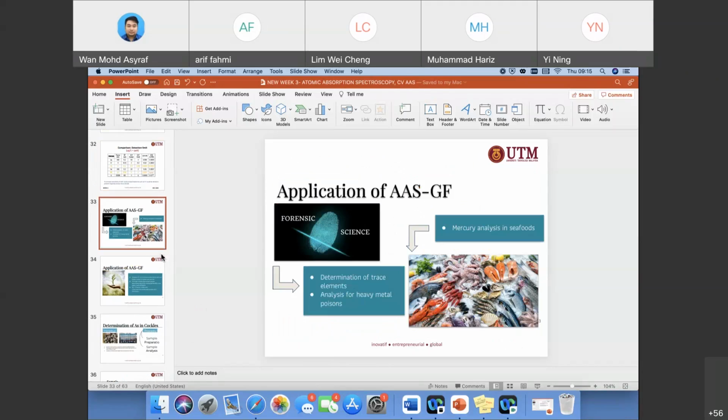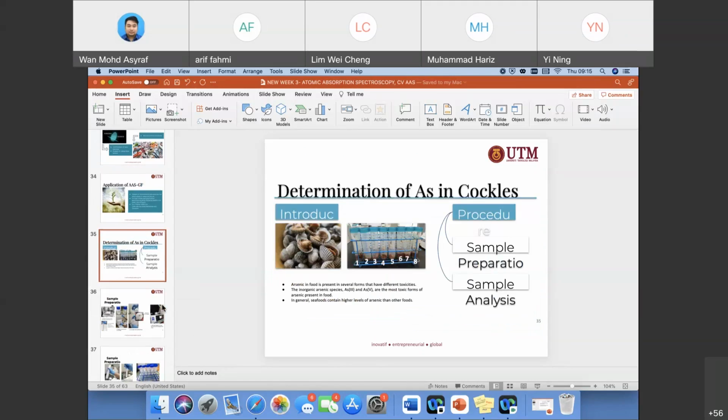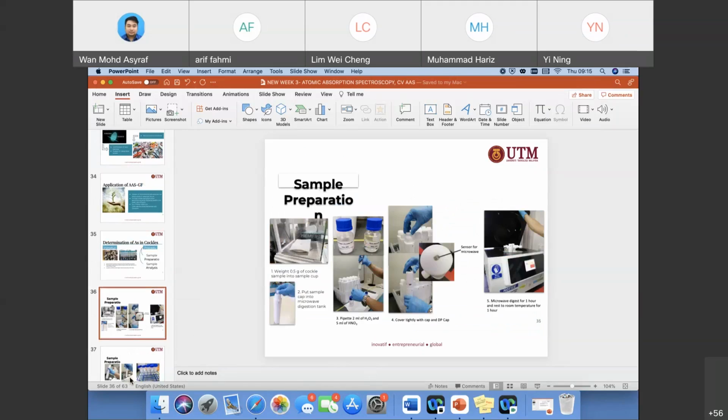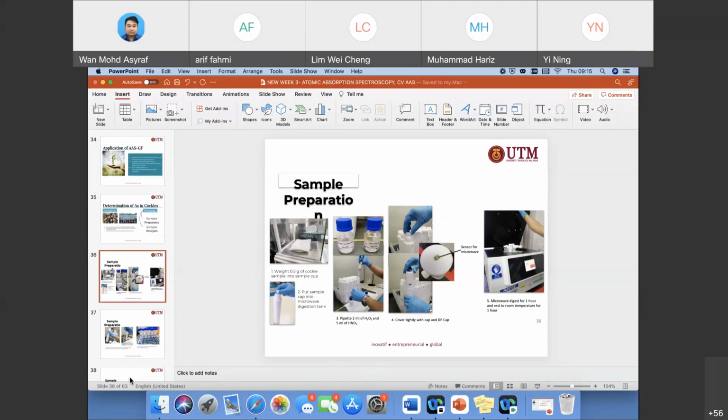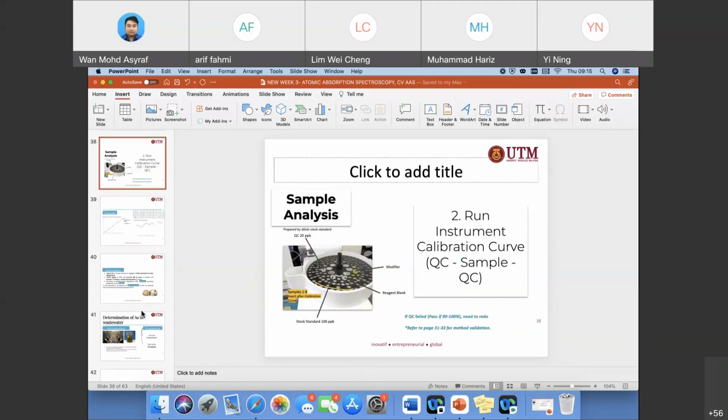Okay, for the application of AAS we have also looked into mercury analysis, even trace metal element determination. And also we have looked into the determination of arsenic in cockles. Okay, so we need to have some sample preparation for it, which I think we'll be looking into in depth about next week, if I'm not mistaken, for sample preparation for inorganic substances.